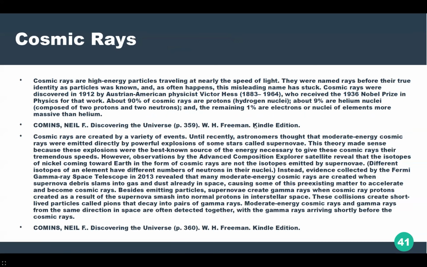There are also other types of radiation or particles which are going to come from the sky other than just photons. Cosmic rays are high-energy particles traveling at nearly the speed of light. They were named rays before their true identity of particles was known, and as often happens, this misleading name has stuck. Cosmic rays were discovered in 1912 by Austrian-American physicist Victor Hess, who received the 1936 Nobel Prize in Physics for his work. About 90% of cosmic rays are protons, hydrogen nuclei, about 9% are helium nuclei composed of 2 protons and 2 neutrons, and the remaining 1% are electrons or nuclei of elements more massive than helium.